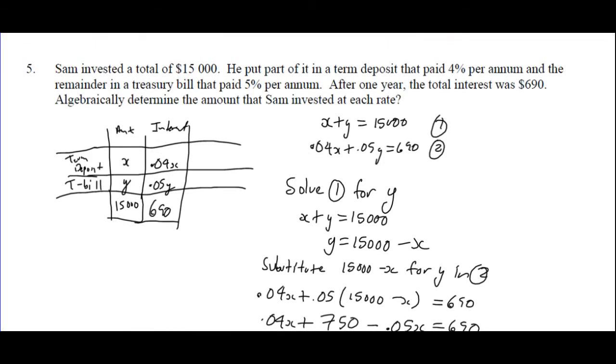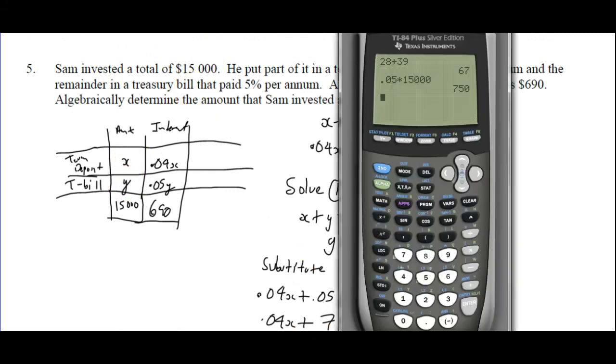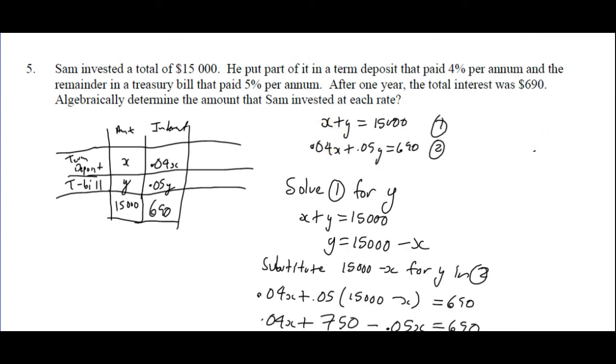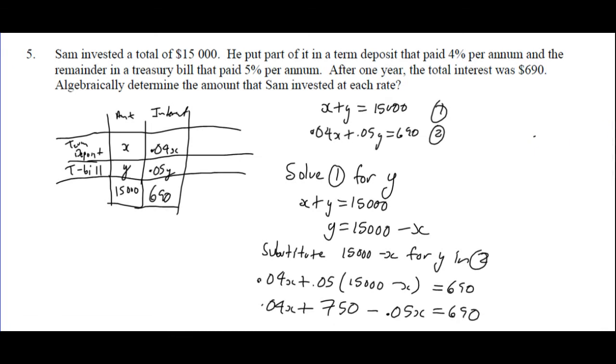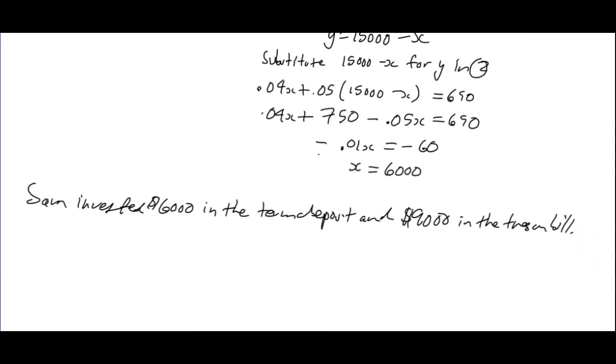Okay, when I go to check this, I'm going back up to here. So Sam invested a total of $15,000. 6,000 and 9,000 is 15,000. Put part of it in a term deposit. So that was 6,000. That paid 4% interest. And you put part of it, 9,000, in a T-bill that paid 5% interest. And the total interest was $690. So working with the calculator and the words here has verified that this is in fact the solution to the equation.